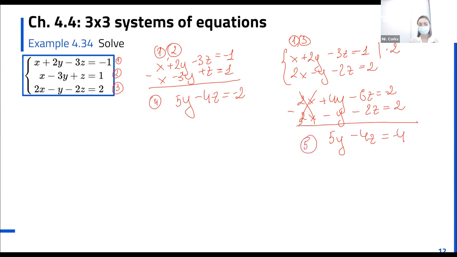So what you can see from here, we have the same variables with the same coefficients, but they are equal to different numbers. So this system does not have solutions.